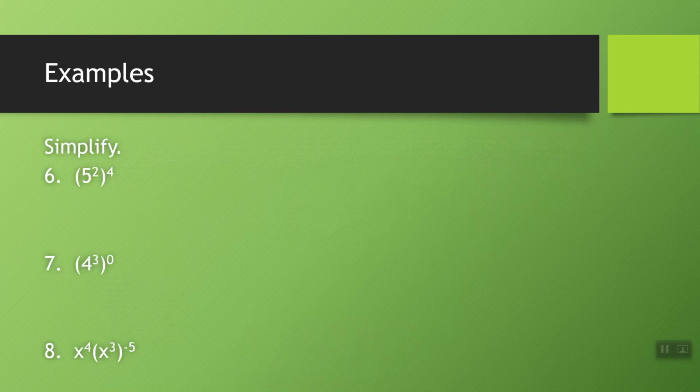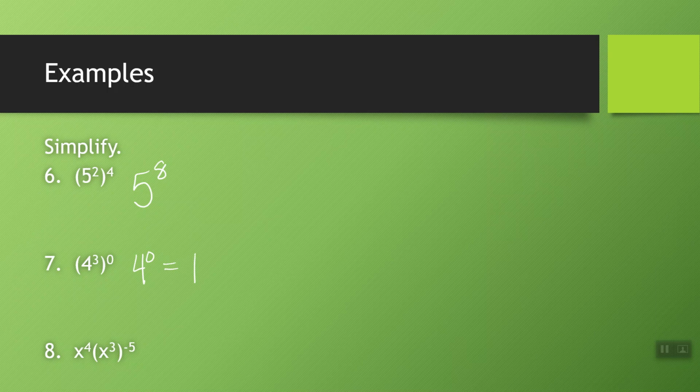So let's practice. 5 squared to the 4th. That would be 5 to the 8th, similar to the example we just saw with 2. 4 to the 3rd to the 0. 3 times 0 is 0. 4 to the 0 power is 1.